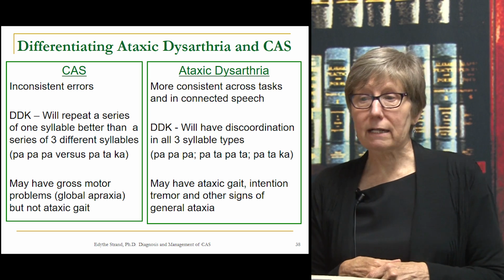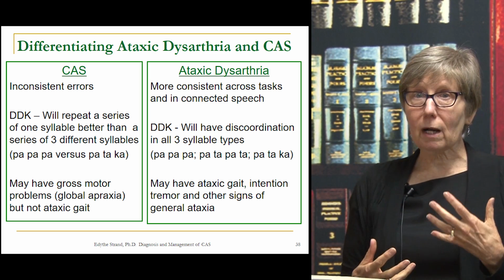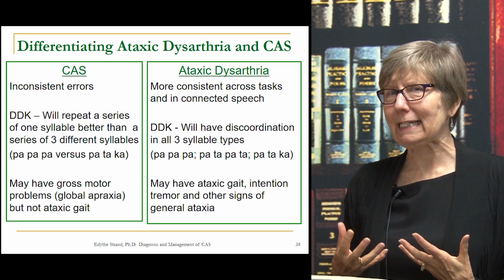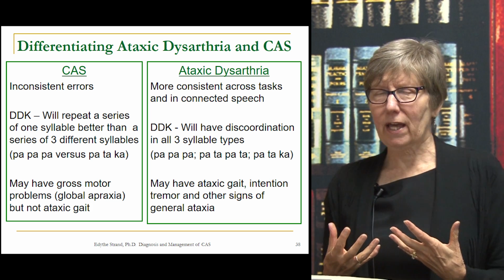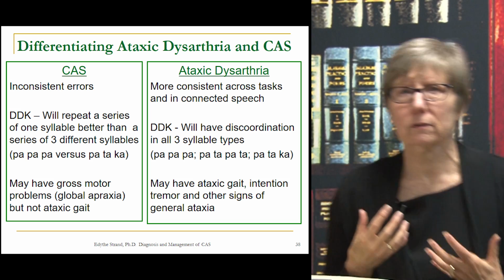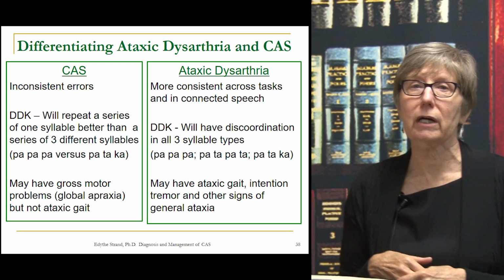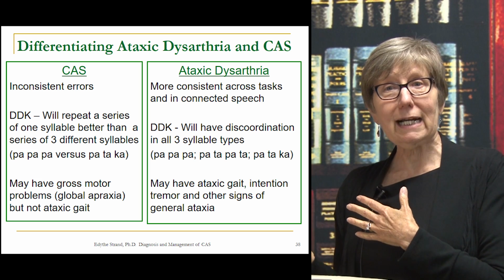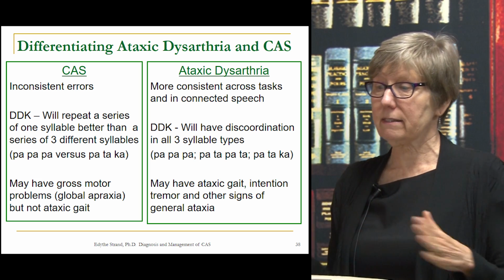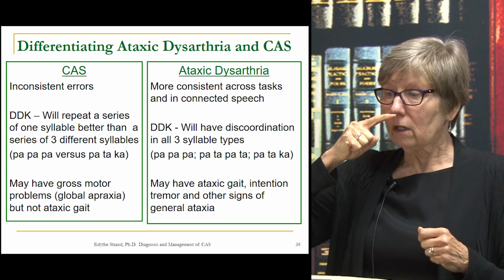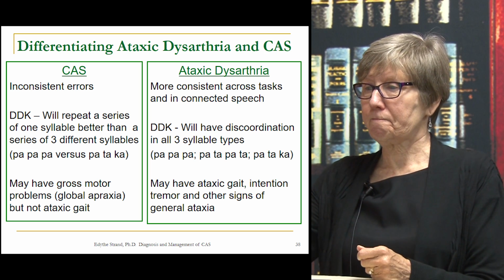Children with childhood apraxia will likely have gross motor problems, sometimes called global apraxia, but they won't have an ataxic gait. You know, that wide stance kind of lumbering gait. Whereas children with ataxic dysarthria would be more likely to have other ataxic symptoms, such as the ataxic gait, intention tremor, and general ataxia.